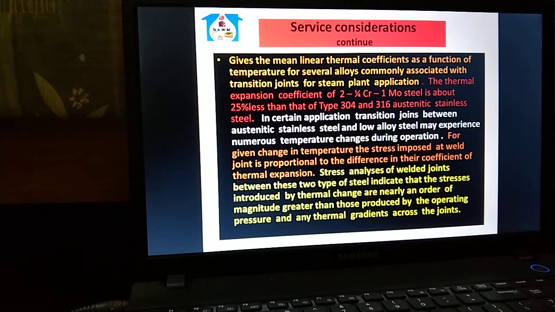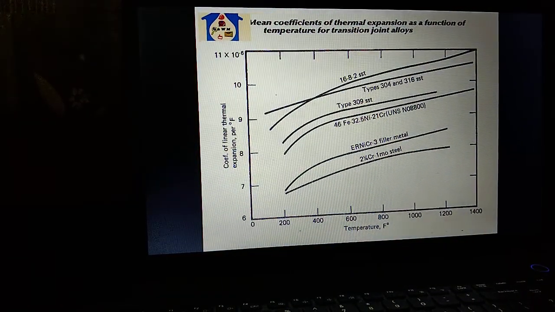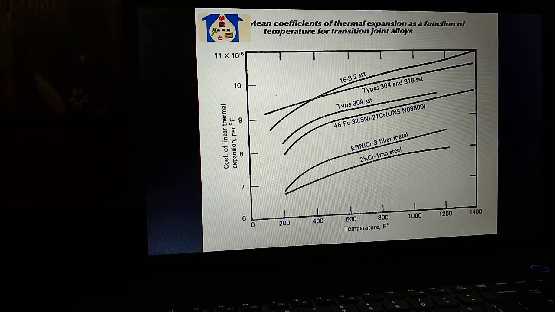Stress analysis of weld joints between these two types of steel indicates that the stresses introduced by thermal change are nearly an order of magnitude greater than those produced by the operating pressure and any thermal gradient across the joint. The coefficient of thermal expansion as a function of temperature for transition zone alloys: see the graph.